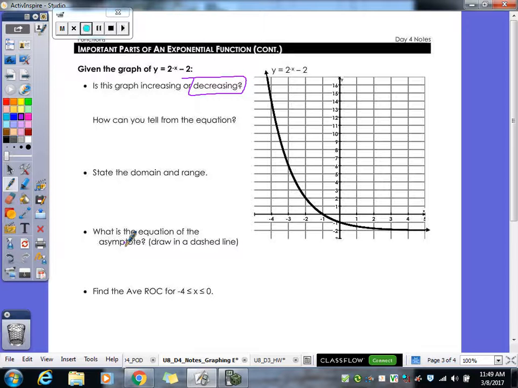How can you tell from the equations? It's easy to tell from the graph that it's decreasing. Where's the negative though? Perfect. How can you tell? The negative in the exponent. That's what made it decreasing. Nice job with that.